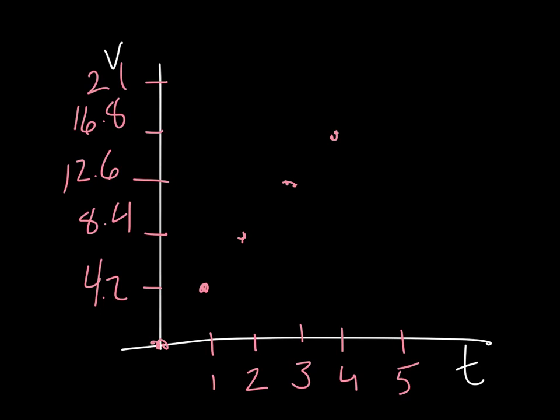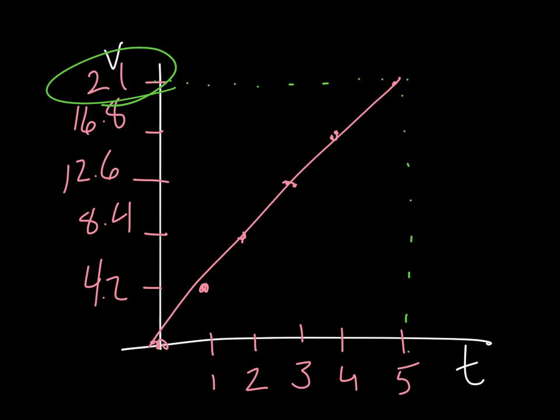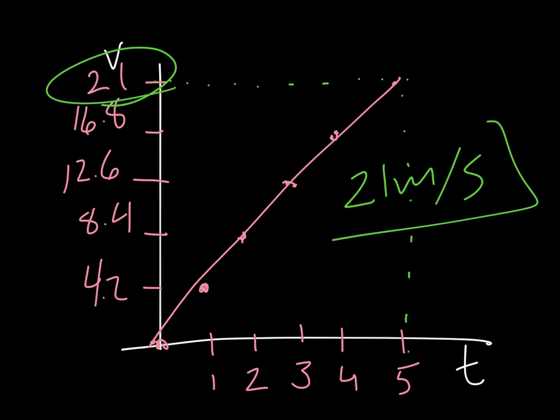Okay? So, what does the question ask? What is the velocity at the end of the time? So the end of my time is 5 seconds. My velocity at 5 seconds is 21. So my answer is 21 meters per second.